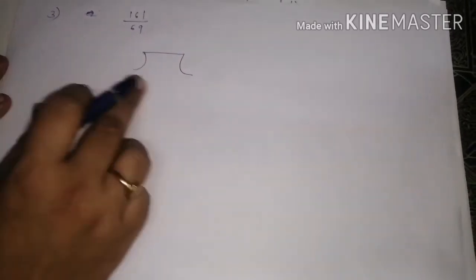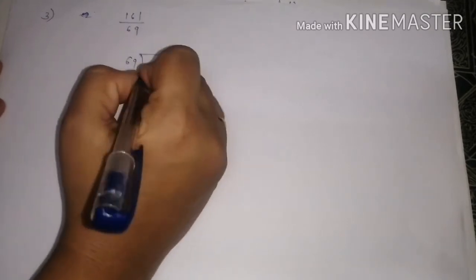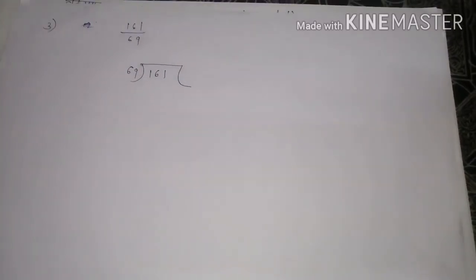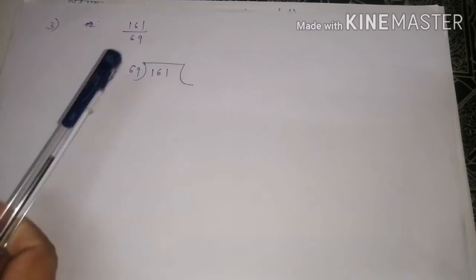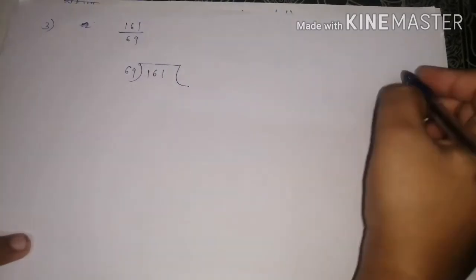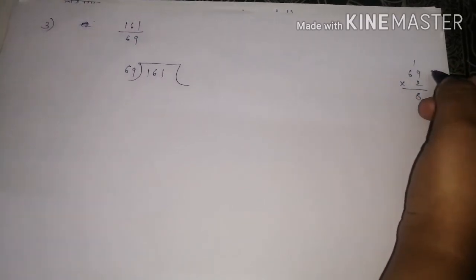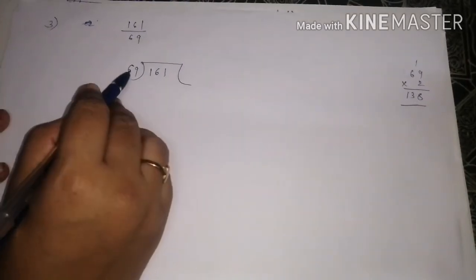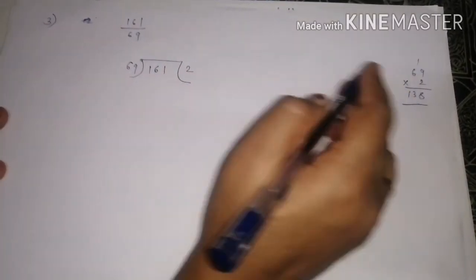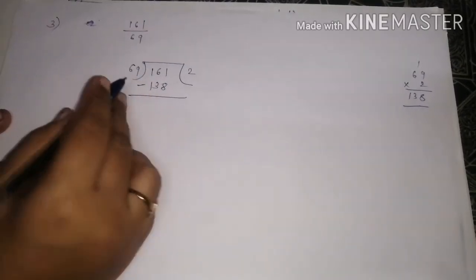So make a form. 69 you have to take outside, 161 you have to take inside. Now think of the table nearest to the 69 table. 69 ones are 69, 69 twos are, let's see, 2 9s are 18, 2 6s are 12, 13, 138. Yes, 138 will be subtracted from 161. So 69 twos are 138. So subtract 138 from 161.